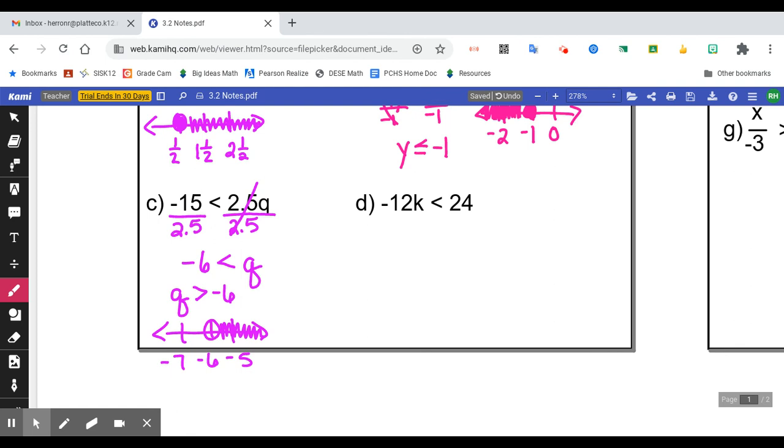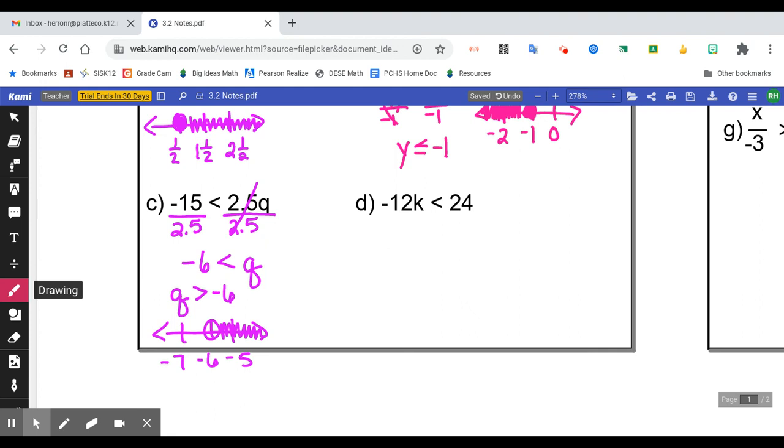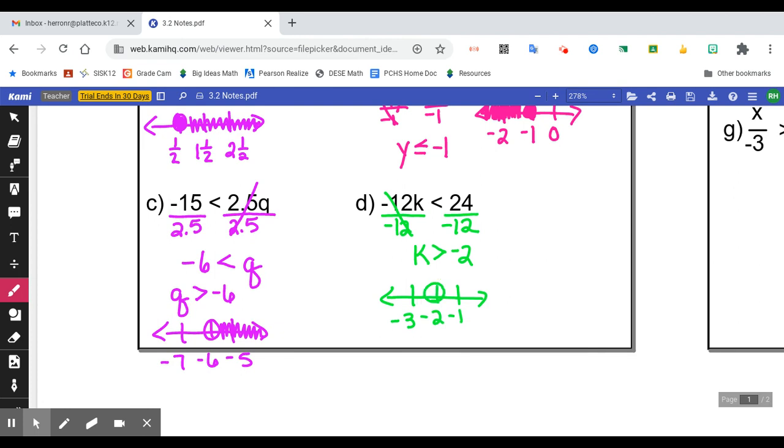Okay, letter D gives me negative 12k, so I'm going to divide by negative 12. Hopefully you're noticing here I'm dividing by a negative. So k drops, my symbol flips, and this would be negative 2. All right, again, negative, so again, counting backwards. Open circle on negative 2, and greater than means we're going to the right.